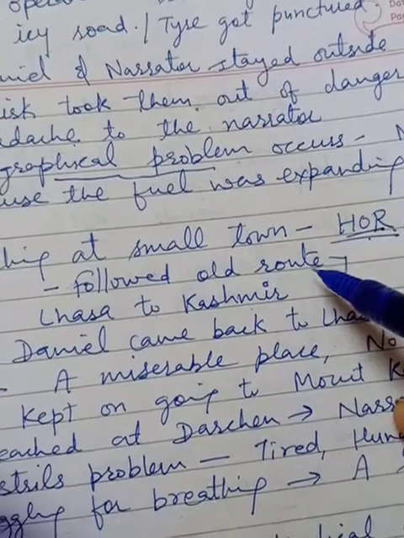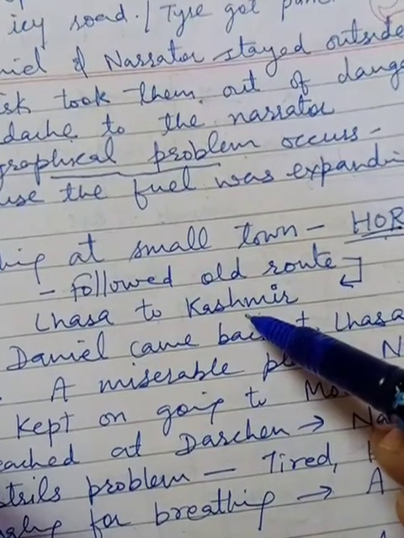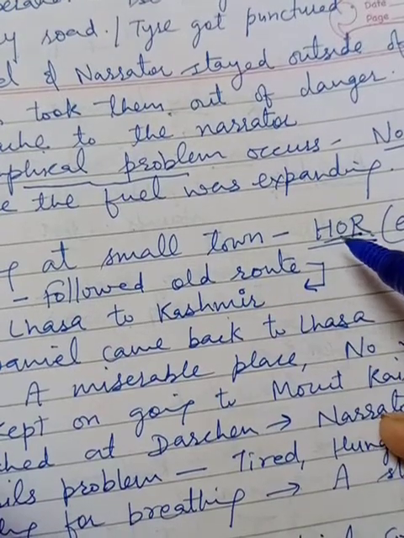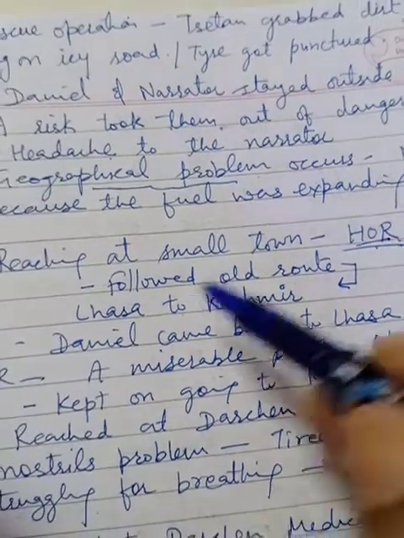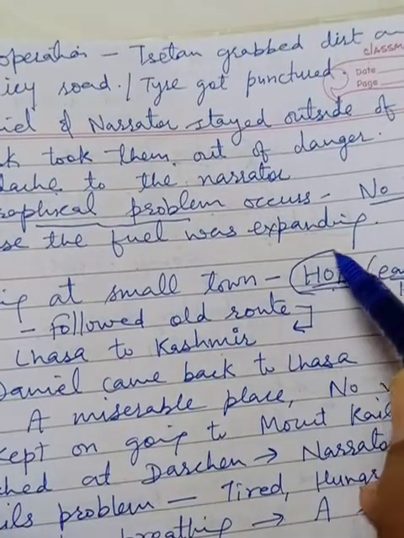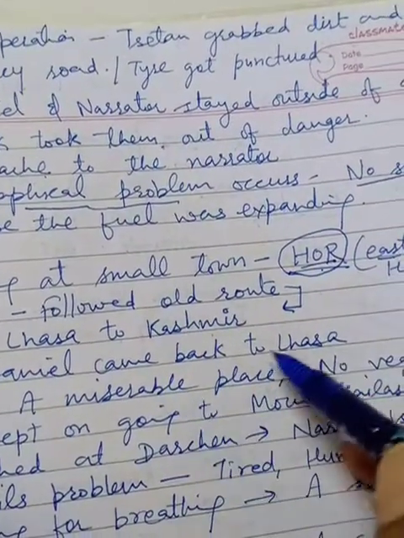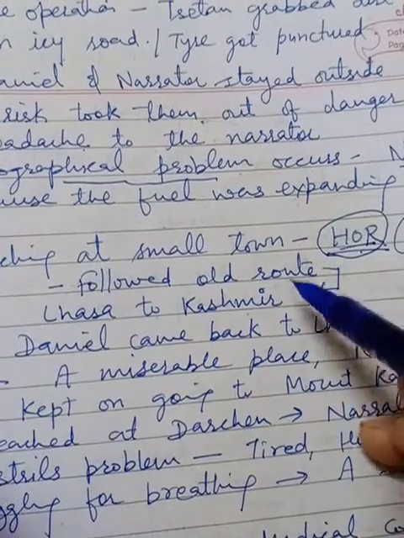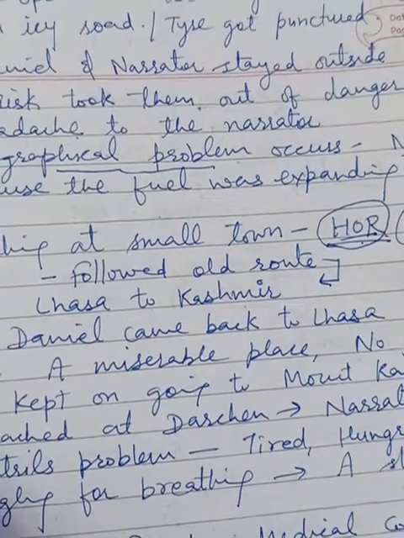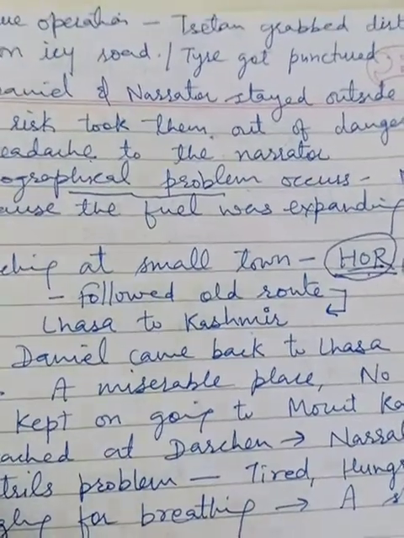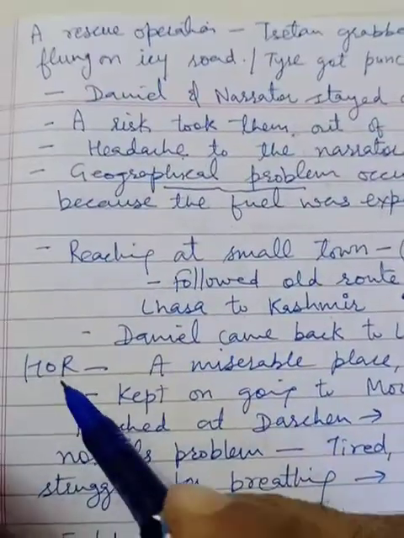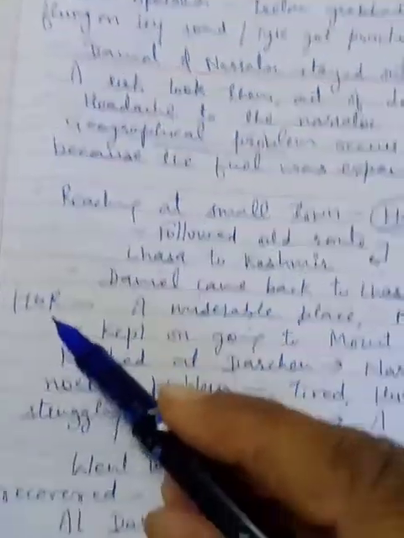They followed the old route from Lhasa to Kashmir, and this is called Khor. Daniel came back from the Khor location. Daniel decided to come back to Lhasa, and now we see Sitan and the narrator were alone. Daniel was not with them after this location, Khor.